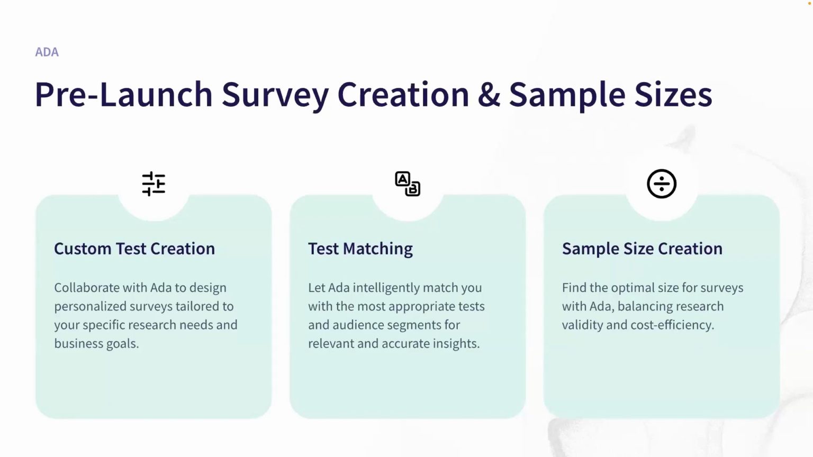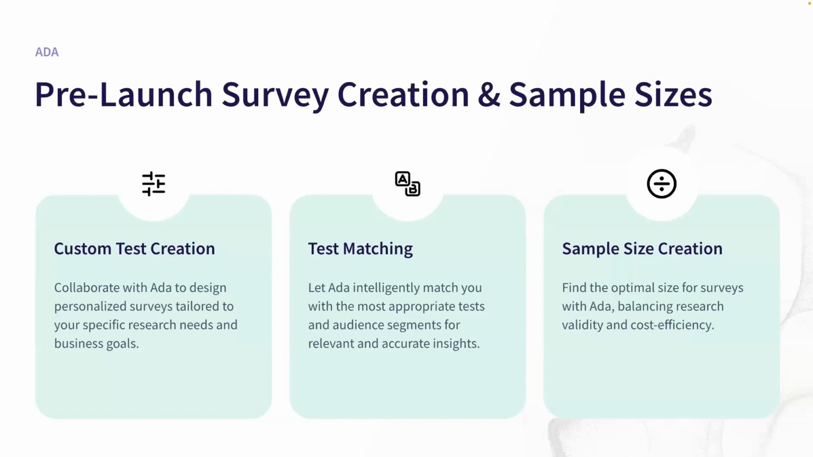The first is going to be what you can do before you launch Ada and surveys. So for example, if you are interested in working with Ada before you launch a survey, there's a few things you can do, and we've highlighted the top ones that customers have been using. The first one is custom test creation. What's great about this is you can give Ada a simple text prompt, as little as a sentence, where you may specify your industry or your goal, or you could write a bit more, and Ada can work with you to design a personalized survey tailored to your specific research needs and business goals.